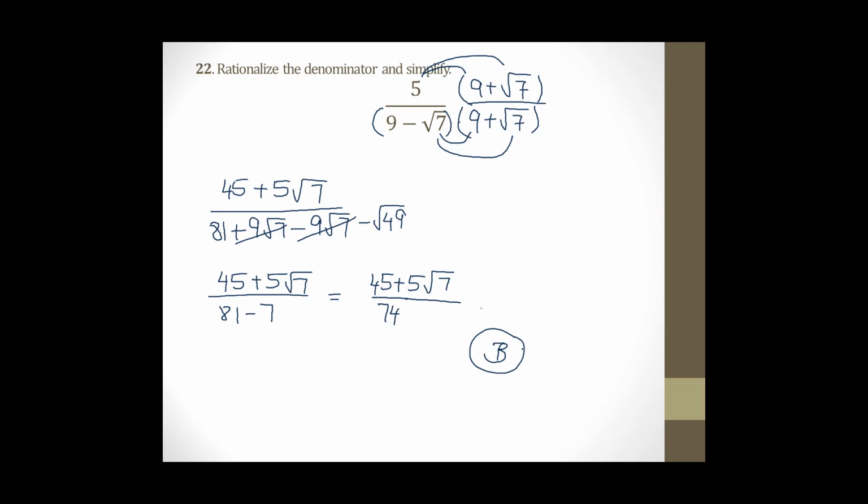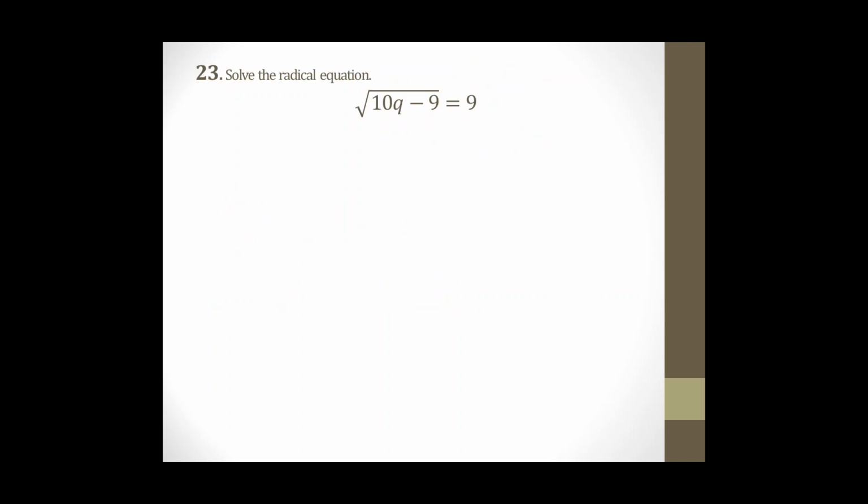Alright, if there are no questions, let's move on. This is number 23. It says solve the radical equation. So solving radical equations, the first step is that the radical is all by itself on one side of the equal sign. In this case, it's already. So we can go to step 2, where we're using the squaring method to eliminate the square root.